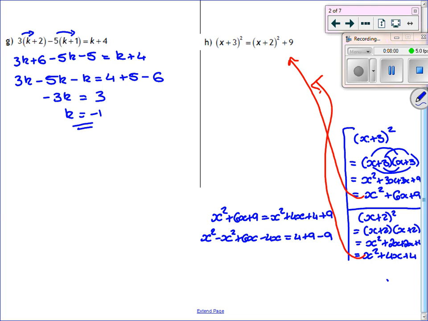So x squared take away x squared, that just cancels out. 6x take away 4x gives me 2x, is equal to 4 plus 9 take away 9, which just gives me 4. So 2x is equal to 4, divide both sides by 2, so x is equal to 2. And that is your recap of solving simple linear equations.